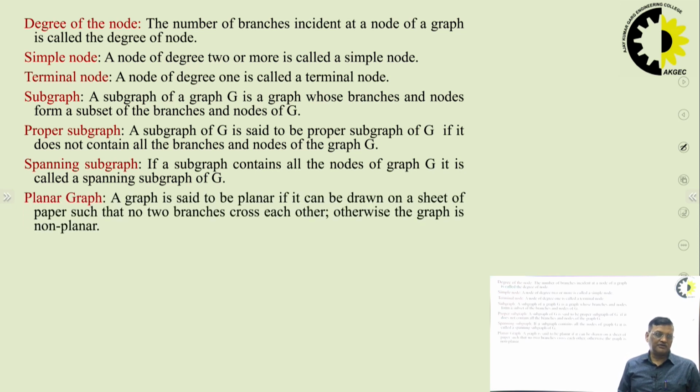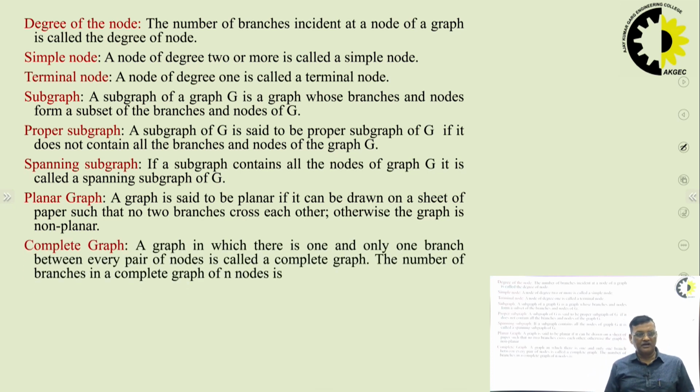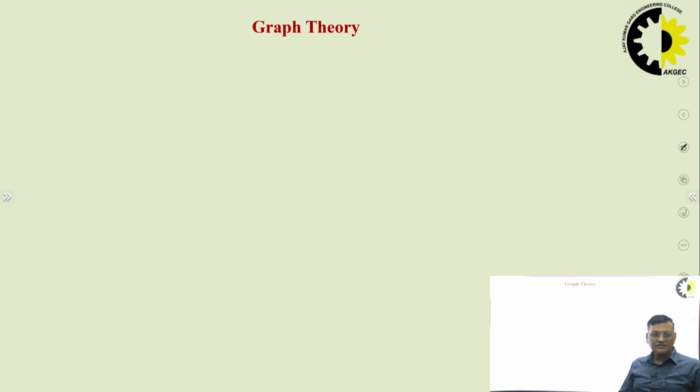Then planar graph. A graph is said to be planar if it can be drawn on a sheet of paper such that no two branches cross each other. Otherwise the graph is said to be non-planar. Then complete graph: a graph in which there is one and only one branch between every pair of nodes is called a complete graph. The number of branches in a complete graph having n nodes is given by n(n-1)/2. So these are some terminologies used in graph theory.